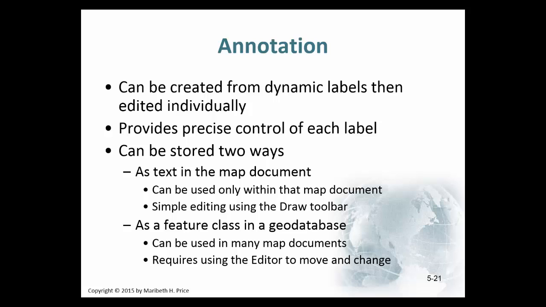Annotation is usually created by converting dynamic labels. You have control over appearance and placement, and you can reuse this text in other map projects by saving it as a feature class in a geodatabase, or you can just save it as text in this map.